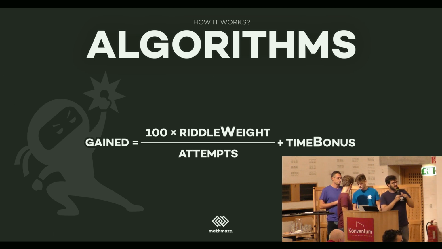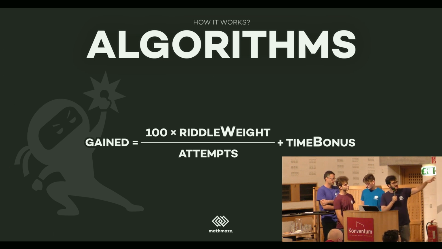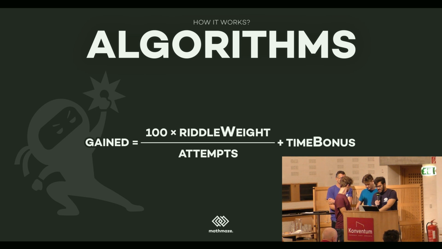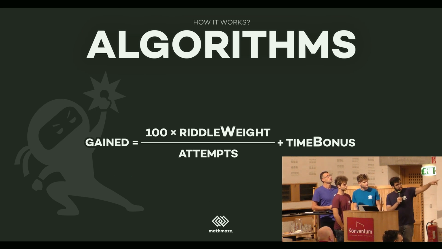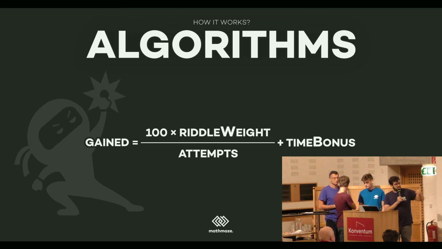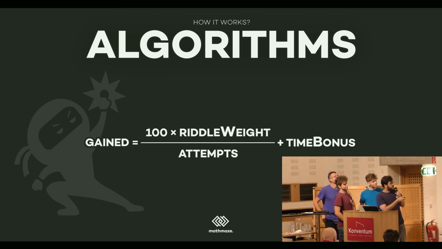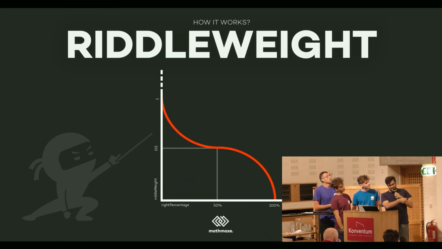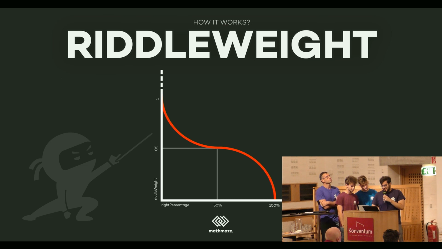Okay, this is the main algorithm for the score. As you can see, it's composed of 3 parts, mainly. One is the riddle weight, another one the attempts, and the third one the time bonus. Now, the riddle weight. I'd say this is the most unusual component of the 3.